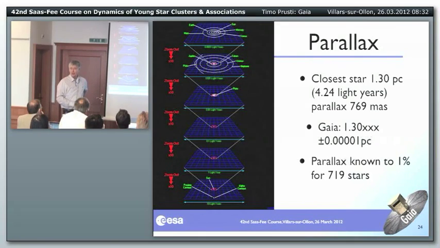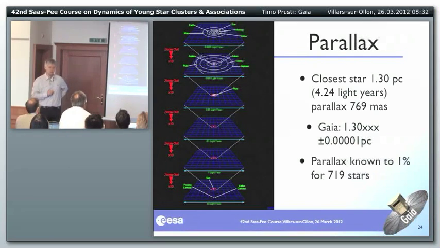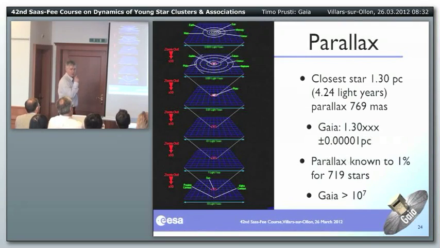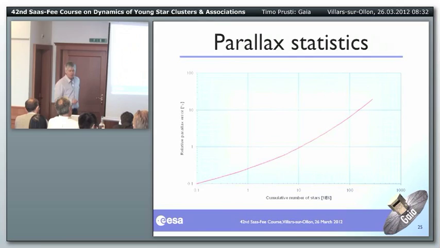But the scientifically important thing is that if you look now, how many stars are known to 1% accuracy parallax? It's 719. One could think that's not bad. That's a good sample. But it will be a little bit bigger with Gaia. The estimate is that the parallax accuracy of 1% will be reached for about 10 million stars. And if you look at the whole plot, 0.1% accuracy, some 100,000 stars.